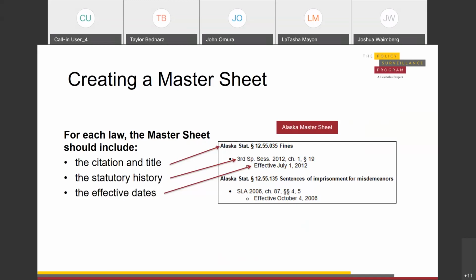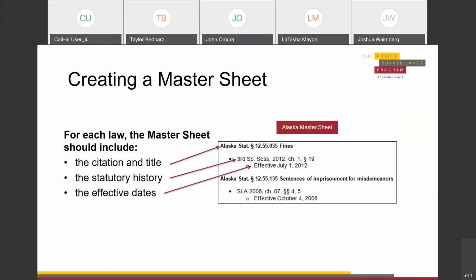The citation refers to a specific statute or regulation, including the title. The statutory history is the session law number for bills or the agency notice for regulation, and this is included to identify the versions of the law included in the project. And then we want to include the effective date for each amendment, each specific statutory history entry. The effective date is the date the legislation becomes effective, not the passage date or the signature date. Remember as well, we have more resources on our website on Law Atlas on effective dates.